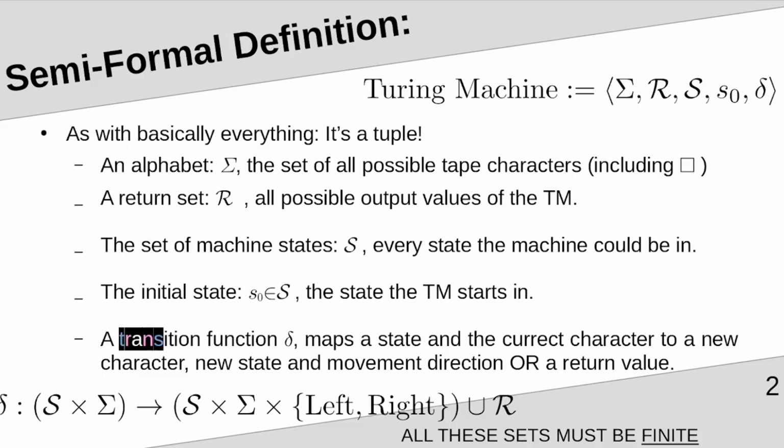And if we look at this definition in the bottom right, this is the domain and the range of the function. And we're using Cartesian products to represent pairs. So a pair of a state and a character would be the input.